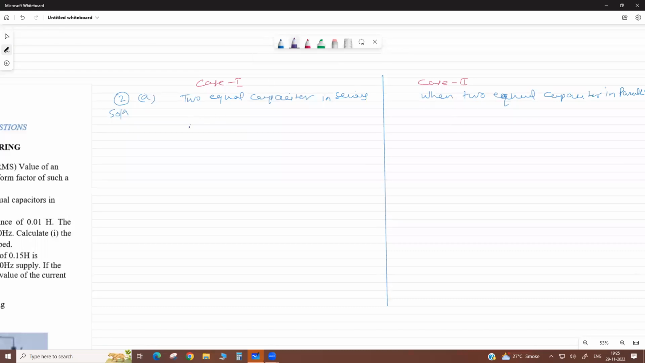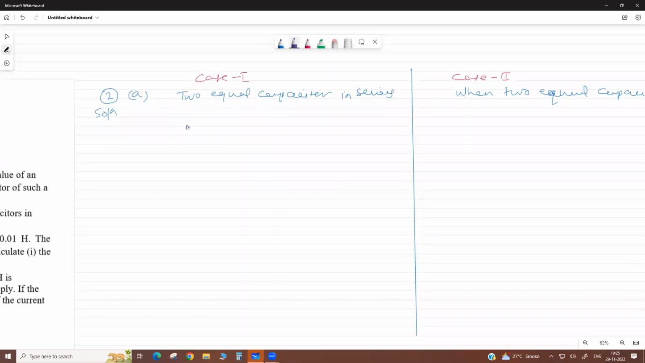So suppose two capacitors C1 and C2 are connected in series. First of all, we calculate the total equivalent capacitance. We are not calculating resistance first, meaning reactance or impedance. First we calculate the capacitance, whose unit is farad or microfarad.